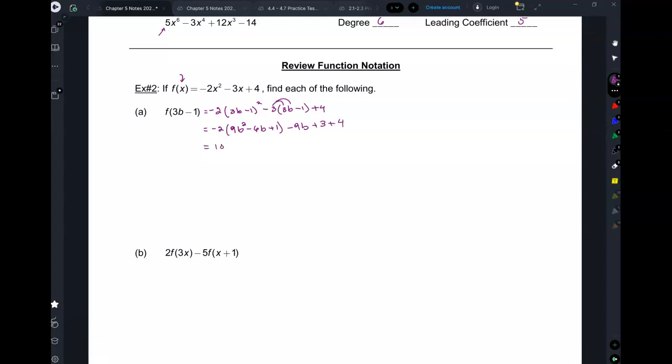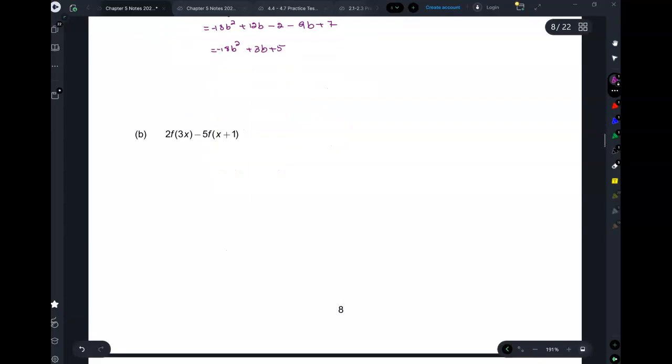Now, negative 18b squared plus 12b minus 2, minus 9b plus 7. Altogether, I have negative 18b squared plus 3b plus 5. Okay. The skill here isn't, oh, sorry, this is a negative. Negative 18. The skill here isn't anything new. It's just maybe a little bit more complex. Okay? All right, let's do this next one.